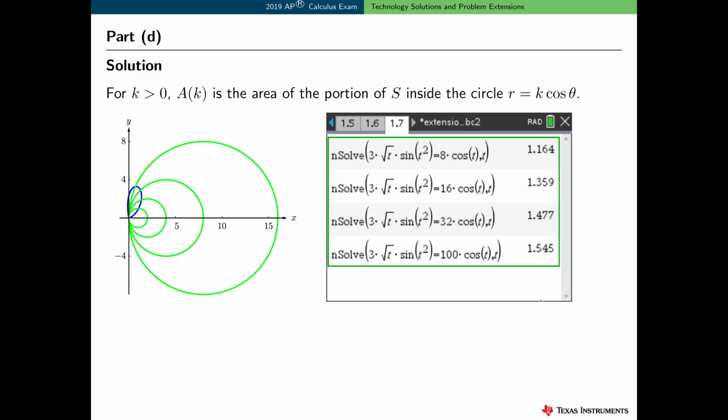Now, I think you can also see this numerically. Here, I used the function nsolve to find the angle where the circle and the graph of r that defines S intersect for various values of k. Now the angles appear to be zeroing in on 1.571, or pi over 2. Now you might try to use your calculator to construct a larger table to see this limit more clearly.